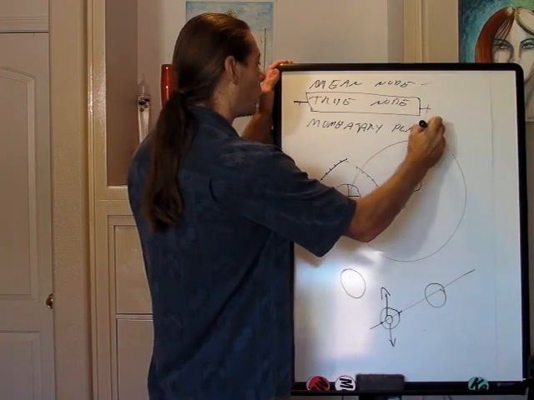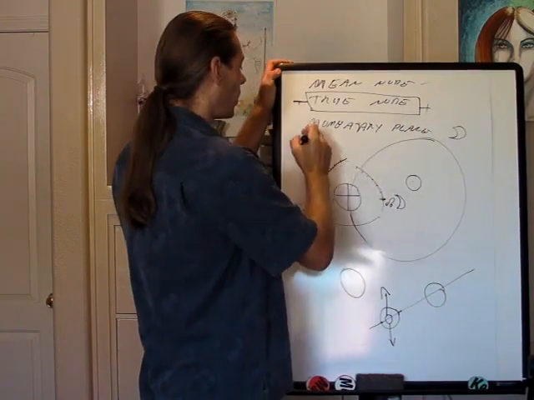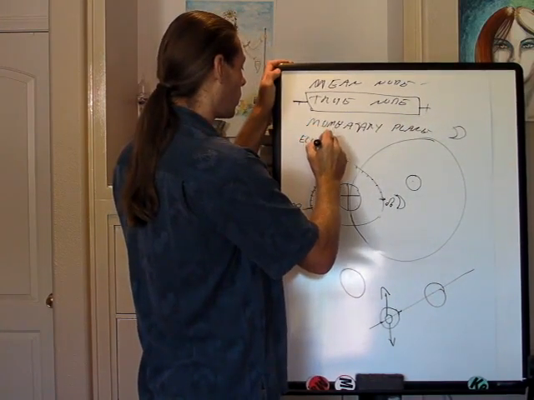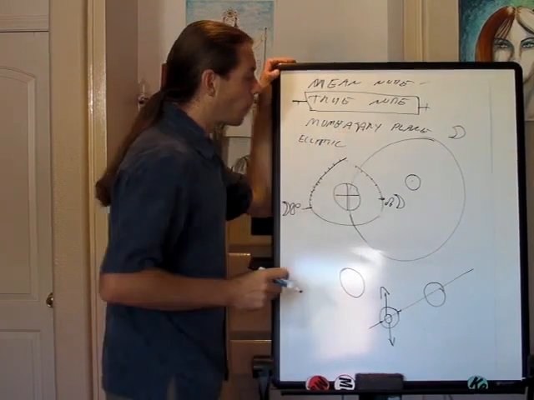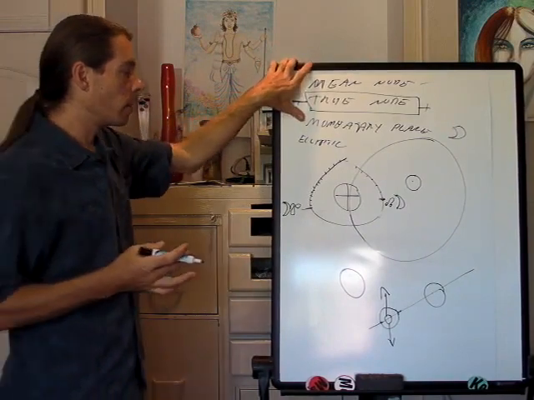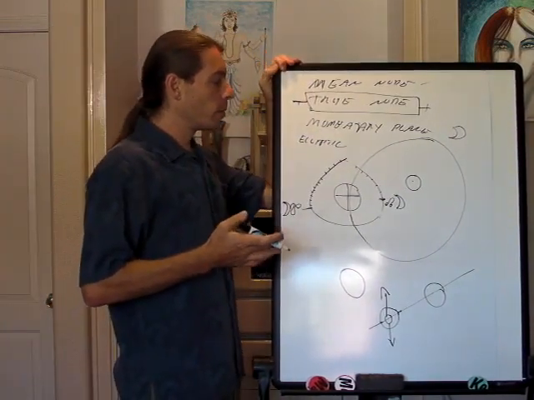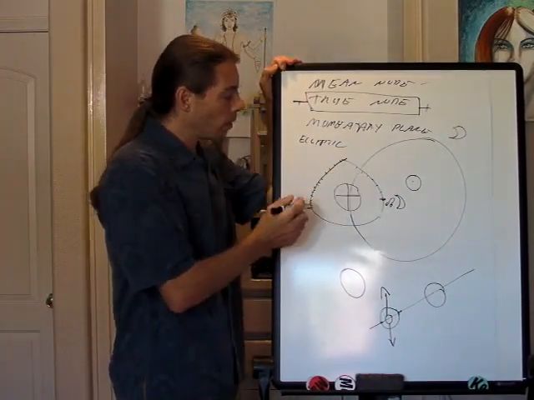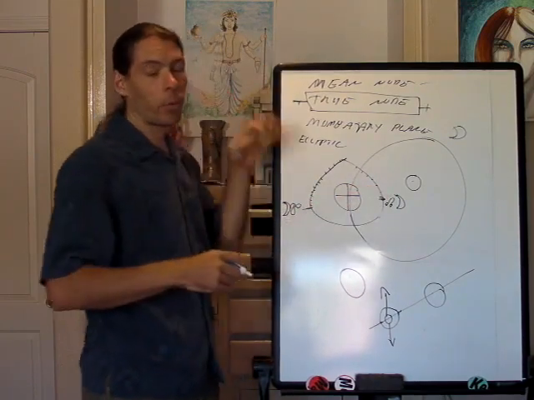Plane of the moon where it intersects the ecliptic. Now, the problem with this, there's two problems. One thing is the momentary plane of the moon. Well, the moon has a habit of wobbling a lot.